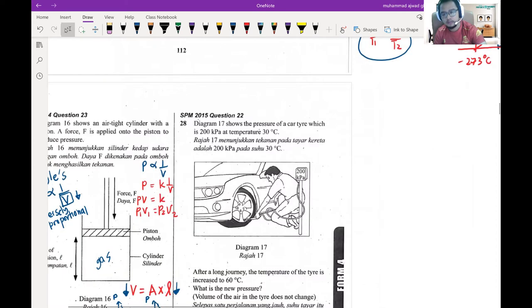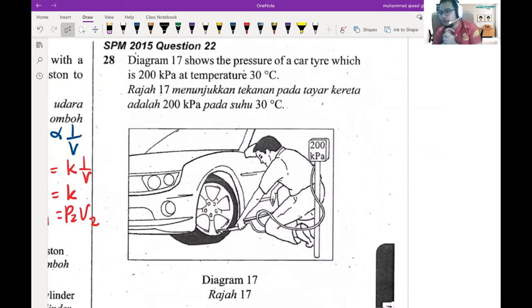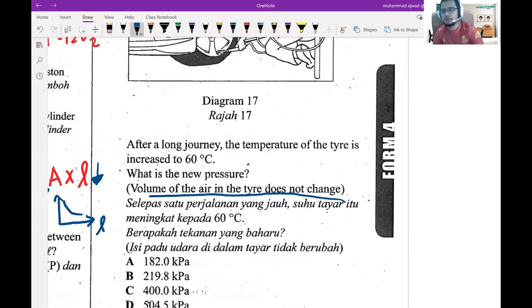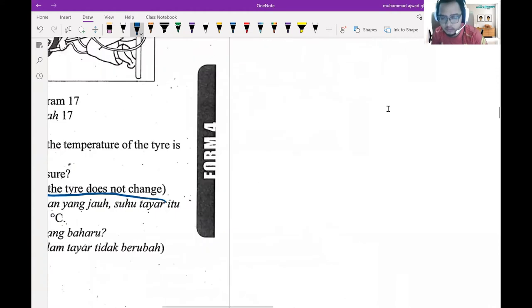2015 pula, dia keluar. Show a pressure of a car tyre which is 200 kilopascal at a temperature of 30 degrees Celsius. And then after a long journey, the temperature of a tyre increase to 60 degree. What is the new pressure? Okay. So same question, sebelum jawab, which law? And ada keyword kat situ. Volume pressure of air doesn't change. Yes, so pressure law. So guna pressure law.